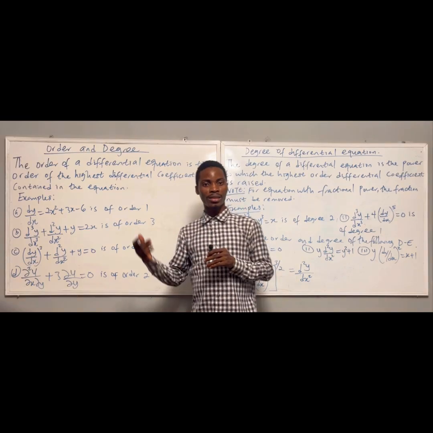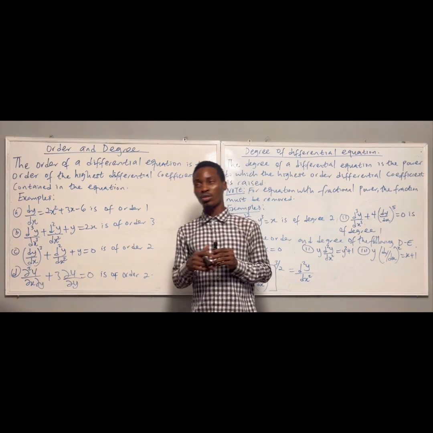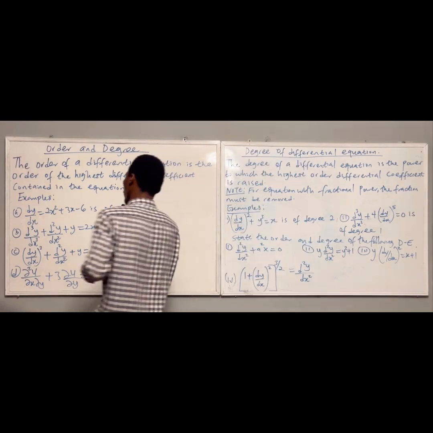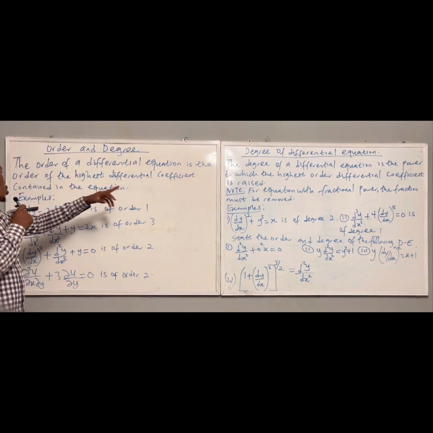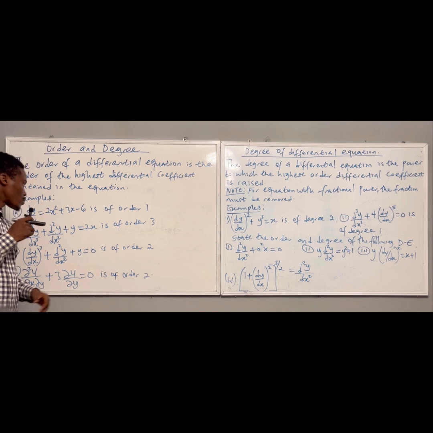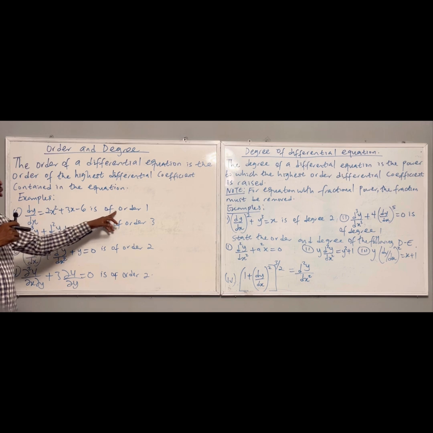So let us now consider order and degree of a differential equation. The order of a differential equation is the order of the highest differential coefficient contained in the equation. We have an example here. A: dy over dx is equal to 2x squared plus 3x minus 6 is of order 1. B: d cubed y over dx cubed plus d squared y over dx squared plus y is equal to 2x is of order 3.